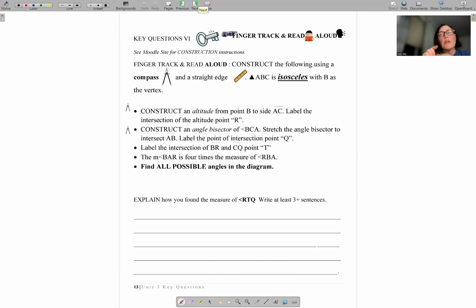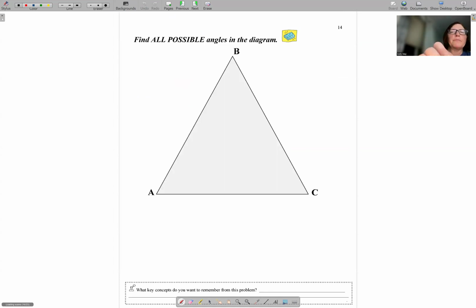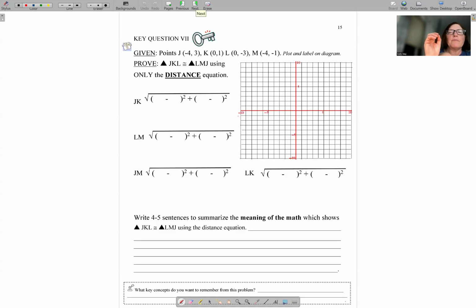You must do the constructions here. There is a video for this. Follow the video online for this one. For this problem, once again, set a timer for 5 minutes. Do the best that you can all by yourself for 5 minutes. Go.